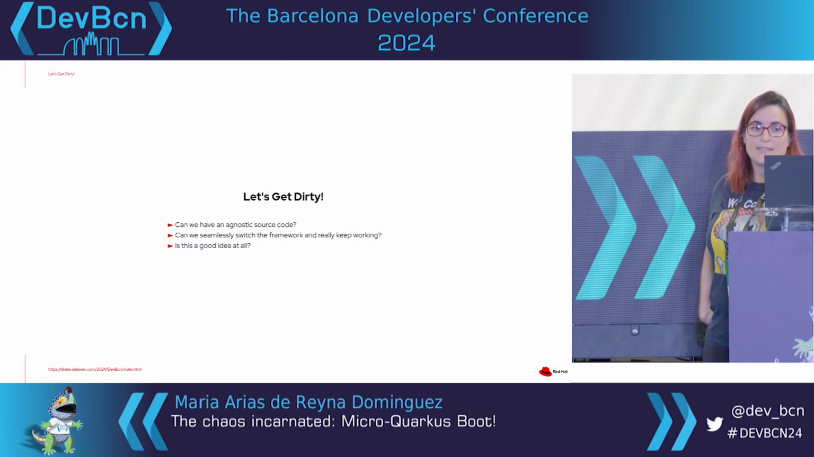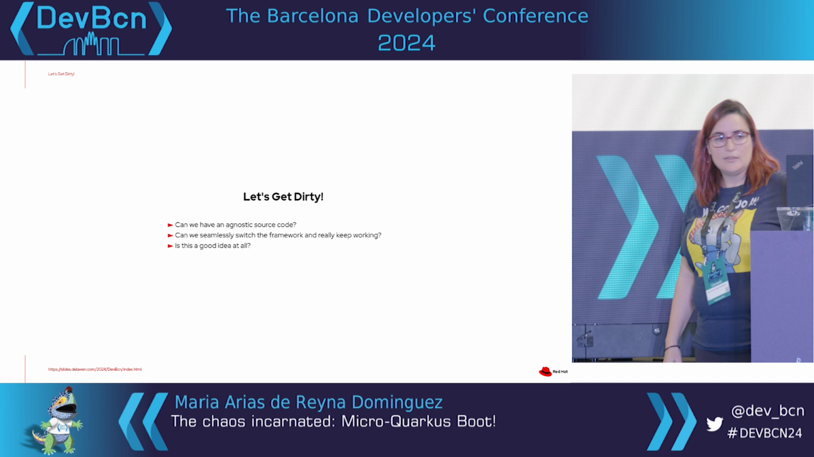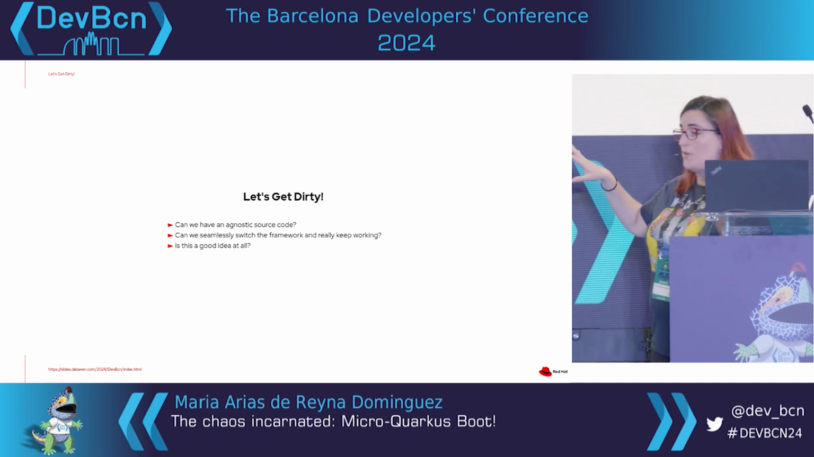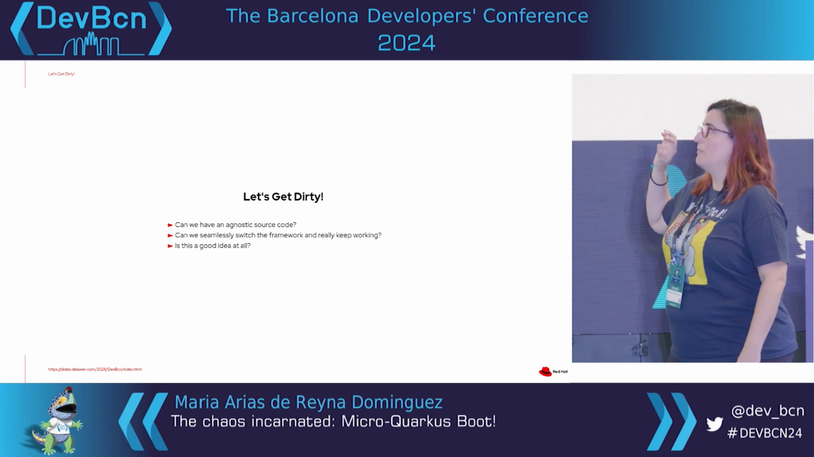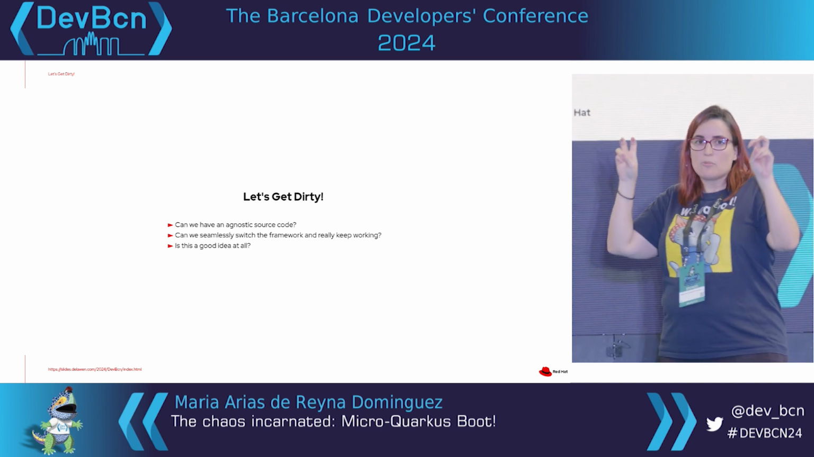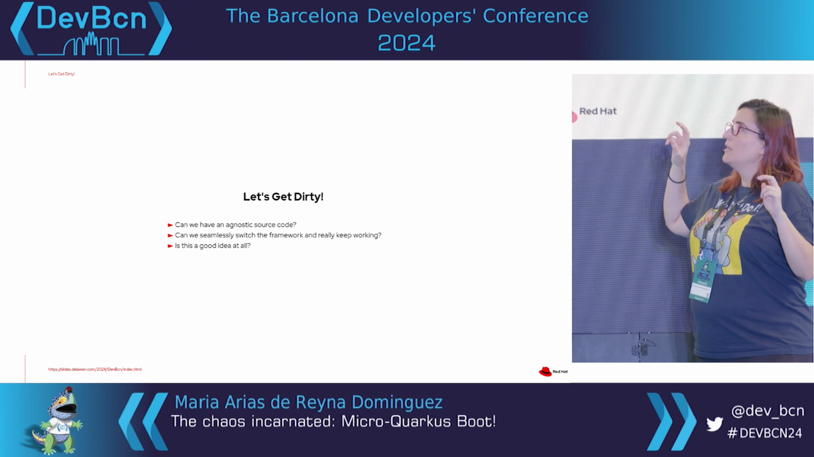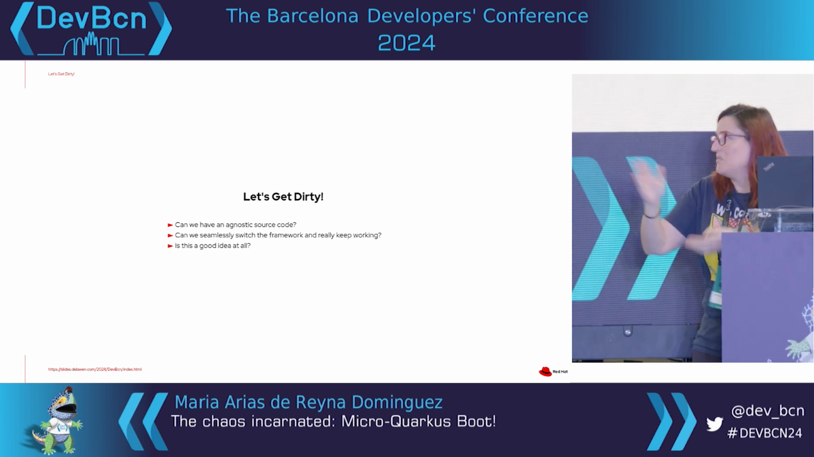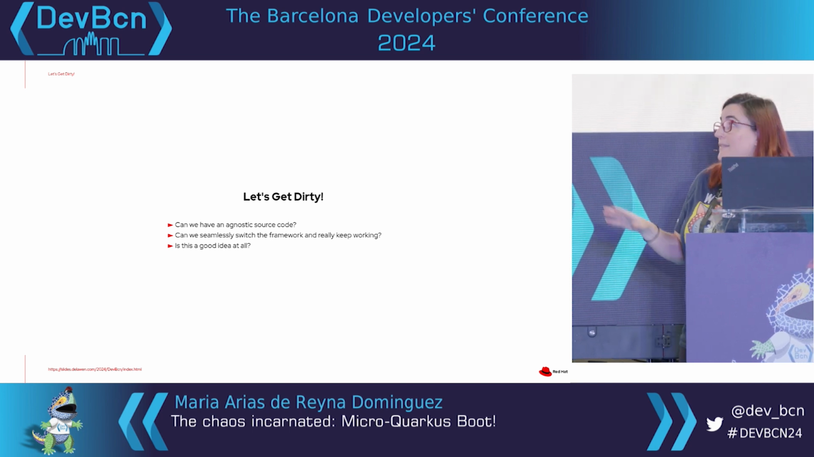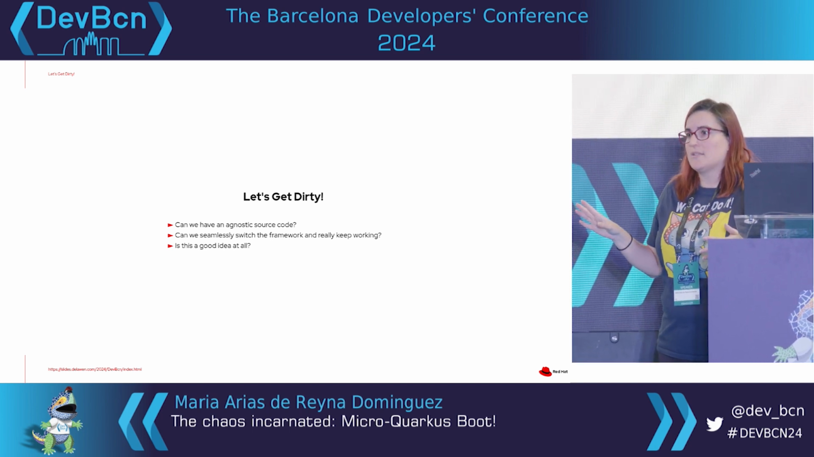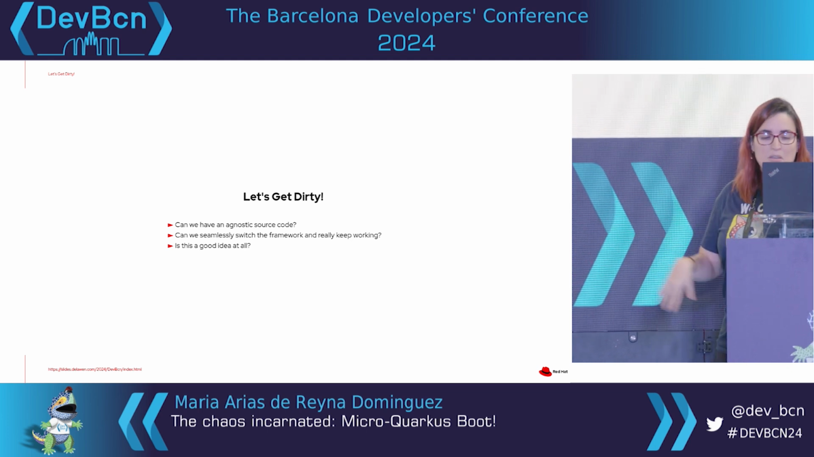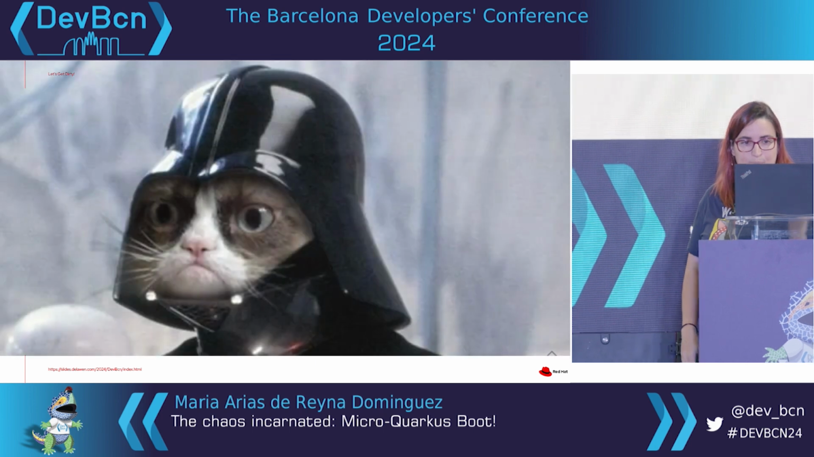So let's get dirty. OK. The experiment is I'm going to write some basic source code in MicroProfile. Will it run in the three frameworks just by changing the dependencies? And is this a good idea? Because when I started this experiment, I had no idea what was going to happen. Maybe it didn't make sense. But to me, it makes sense.